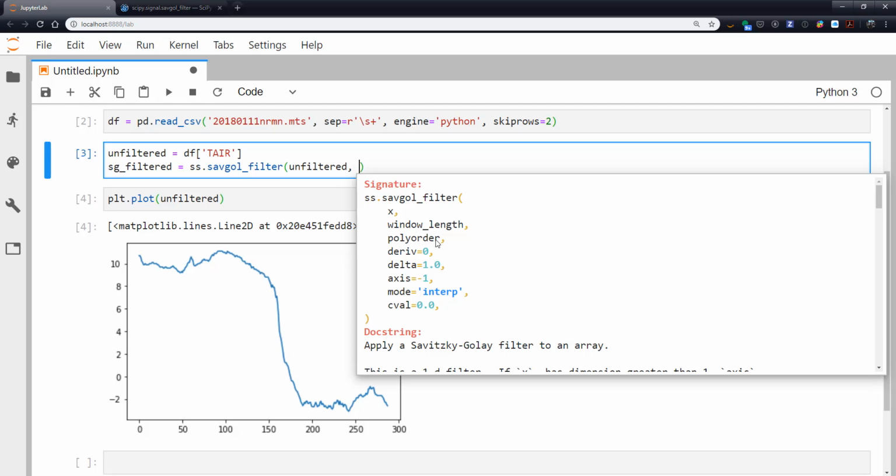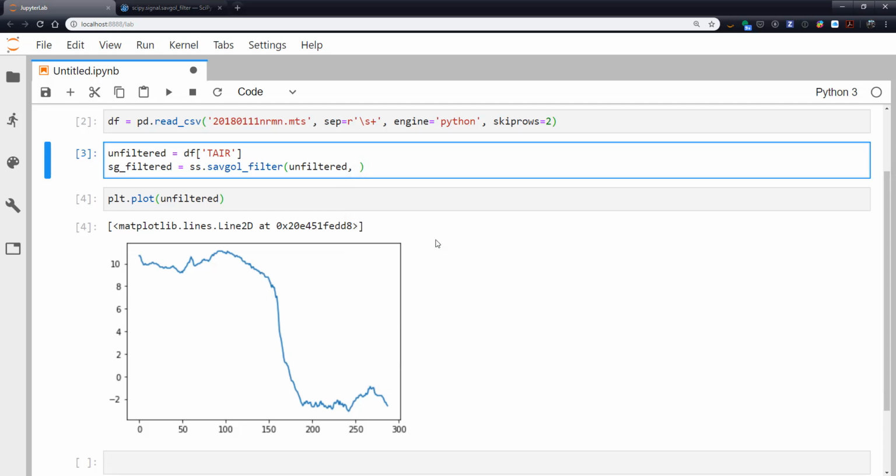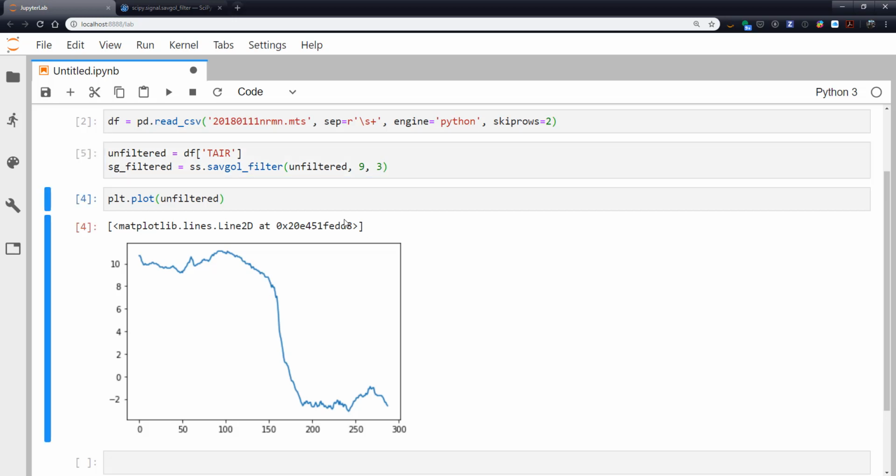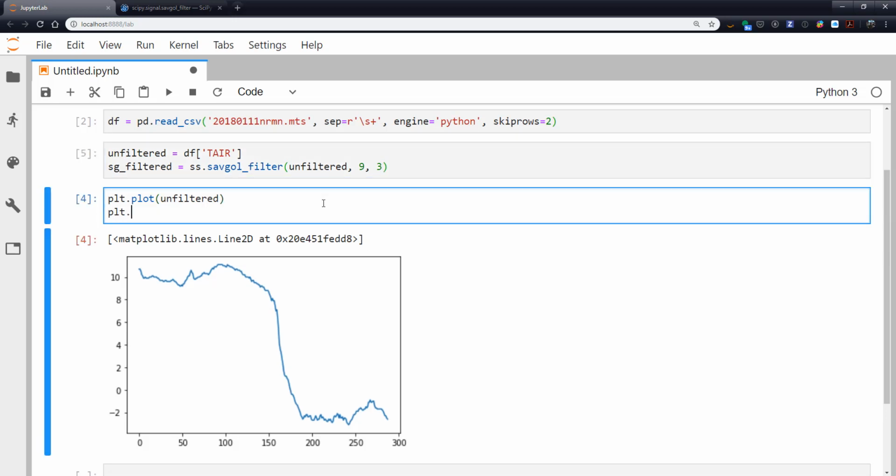So in this case, I'm going to have a window length of, let's say, 9. And then I'm going to fit that with a polynomial that has to be 8th order or below. If it's 8th order, it's going to perfectly reproduce my data and not really be of much use. So I'm going to go ahead and say, let's fit this with a 3rd order polynomial. So now let's plot that.